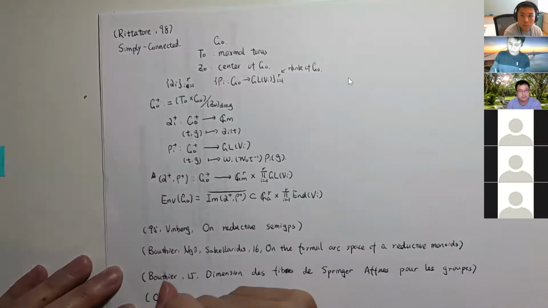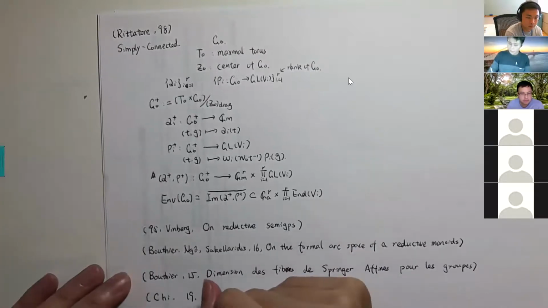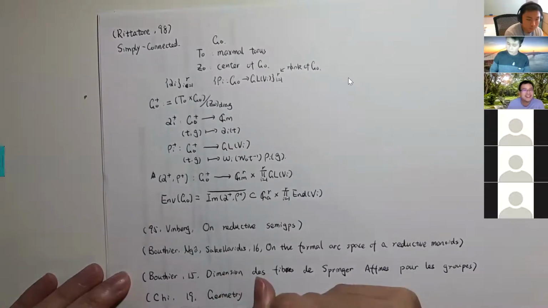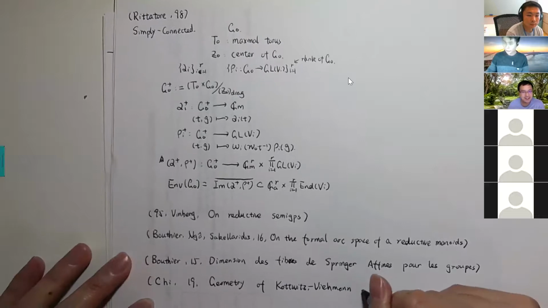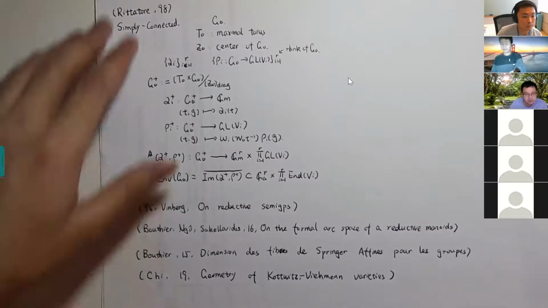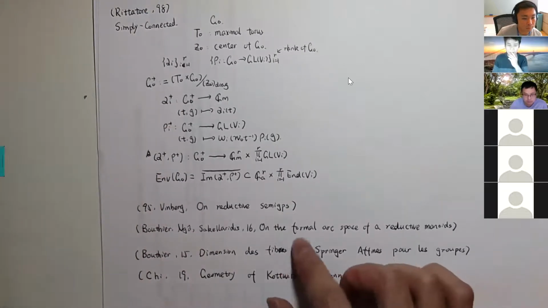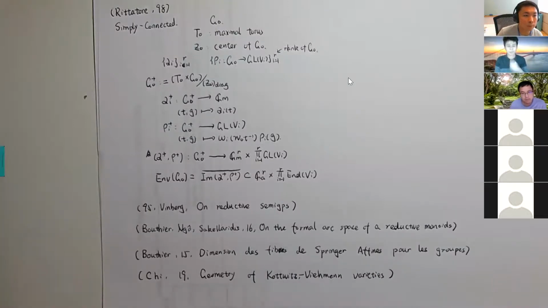And also Jingren Chi's paper. I think that is called the geometry of Kottwitz-Viehmann varieties. Okay. So if you are interested in Windbreak monoids and their applications, I think these are some references. Those are some major applications of this. Sorry for keeping this too long.